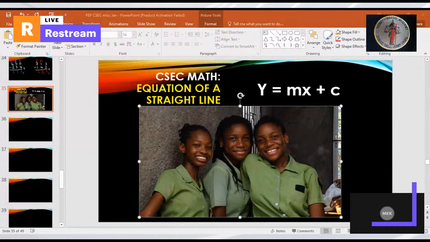We also found the gradient yesterday. We looked at how to find the gradient. So we're also going to be looking at perpendicular lines and parallel lines and how we can find the equation of a line if we know another line that it is parallel to or that it is perpendicular to. So we're going to start with the equation of the line. And we're focusing on straight lines.